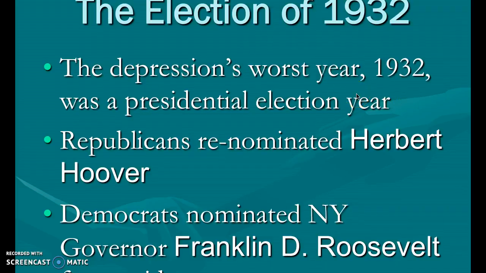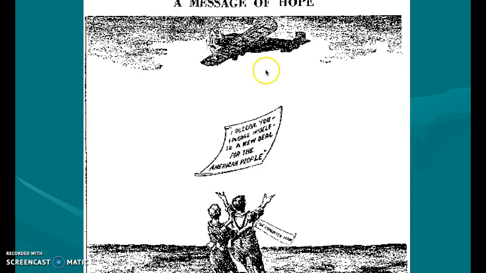So, like I said, the Depression was the worst in 1932, and it was also during a presidential election. Herbert Hoover was the guy already in office, and then the Democrats voted to have FDR, or Franklin Delano Roosevelt, run against Herbert Hoover. This is a political cartoon that just shows a little bit about the election. This plane represents FDR, and the title is A Message of Hope. So FDR is running on a platform of hope, that he's going to come and change things and make things better for the American people.